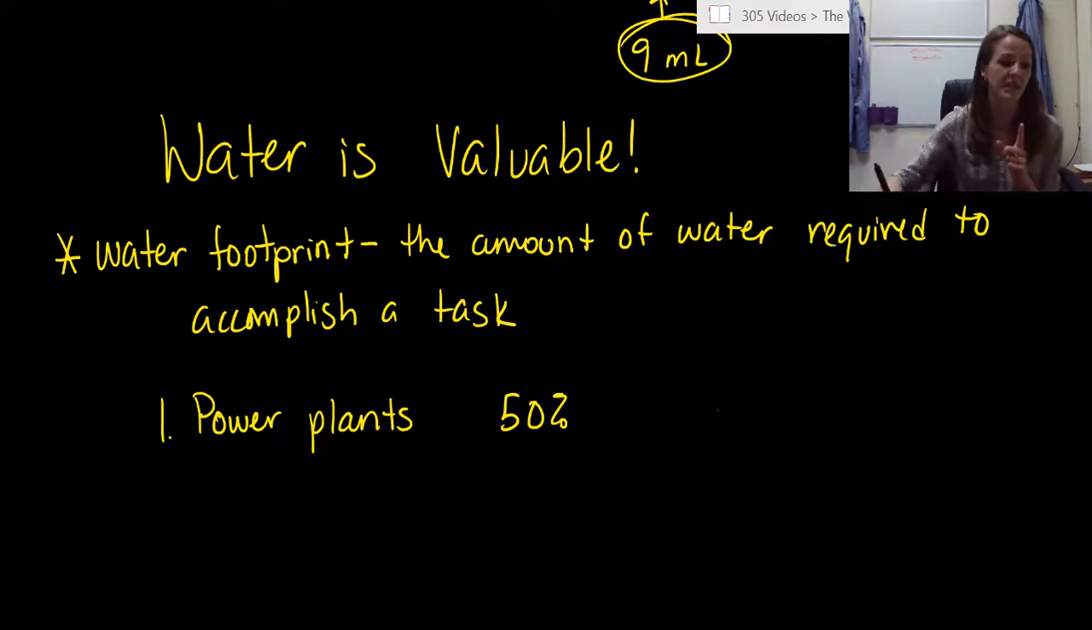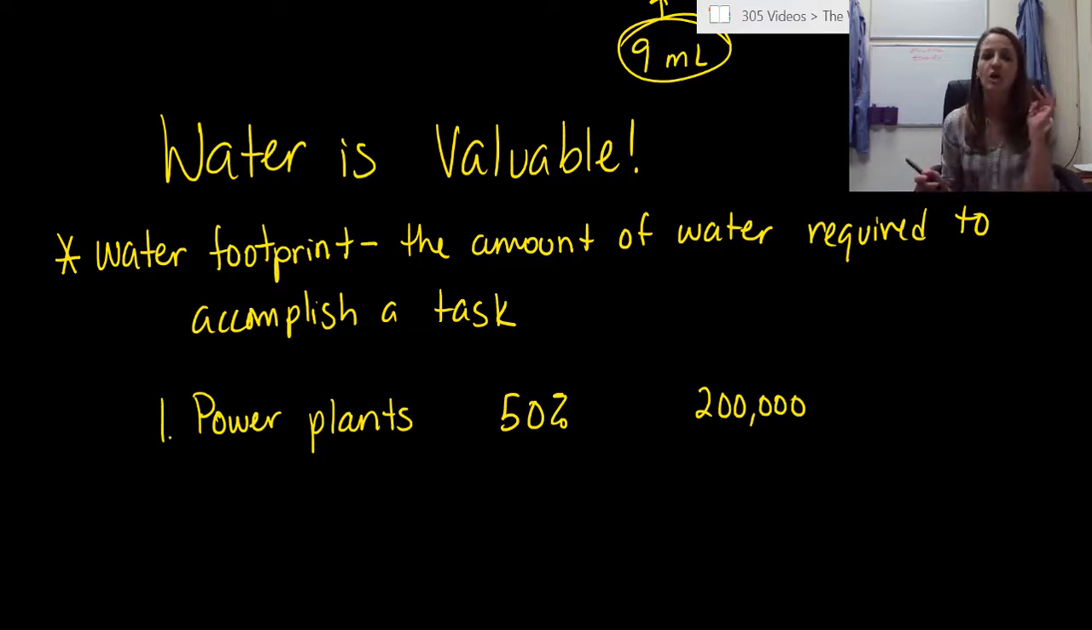They actually use, let me get this number for you, about 200,000 million gallons of water every day. So 200,000 million gallons of water per day in order to operate power plants. That's our first use of water, our first wasteful use of water.